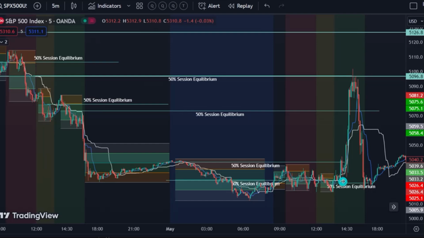Then it shoots up past this session equilibrium all the way up to the New York of the previous day. Then it retraces all the way back down to the mid-range of the lunch hour. As you can see, these session equilibriums are very strong draws on liquidity and also rejection levels.